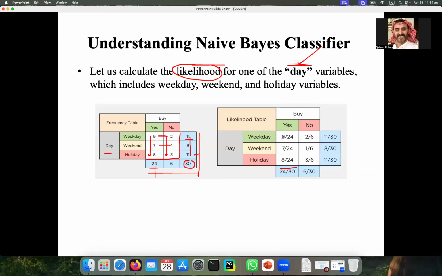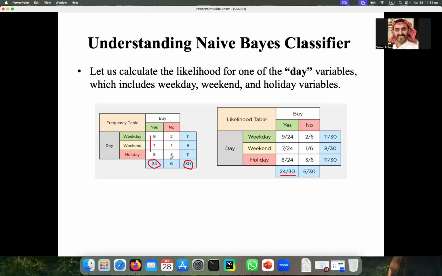24 is the entries here, in this column. I can remove this drawing. When you do 24 divided by the total of 30 entries, 24 divided by total entries, then you will get some fractional value. That would be the probability.